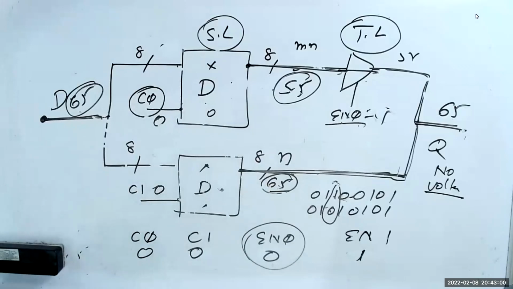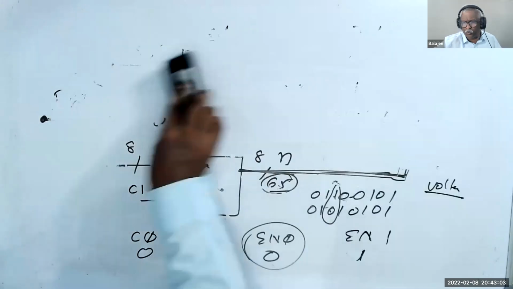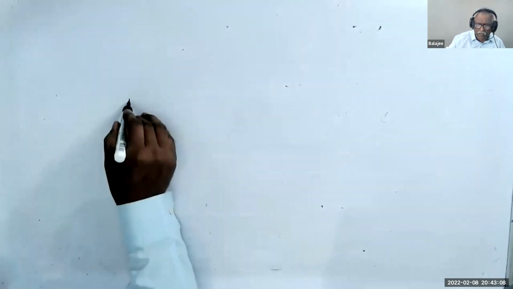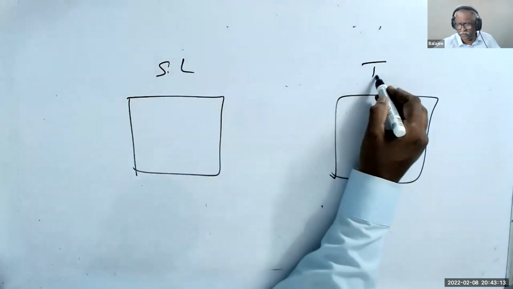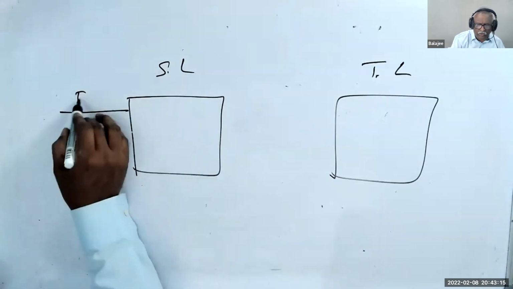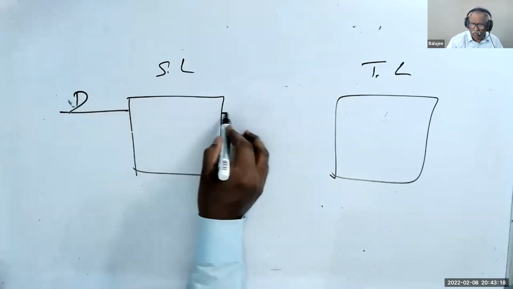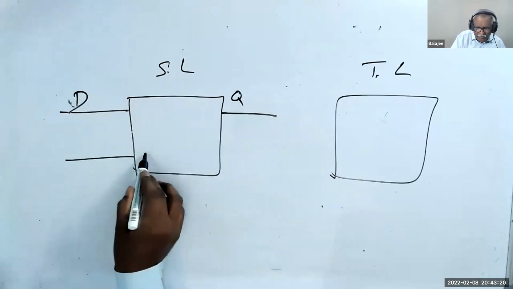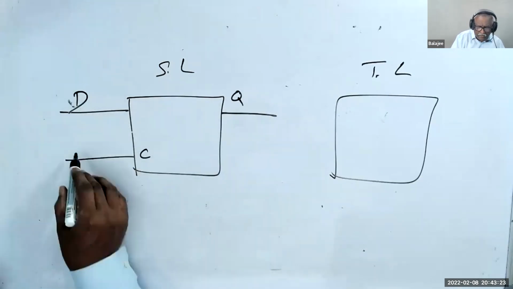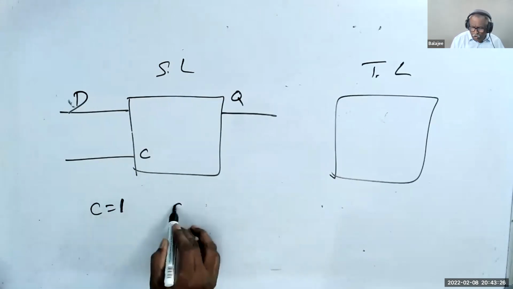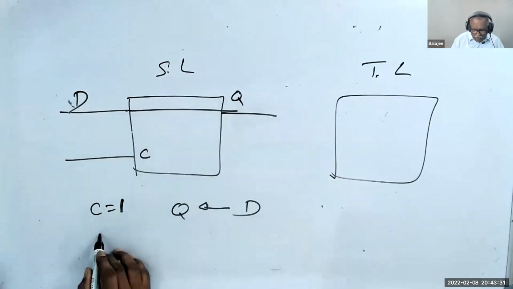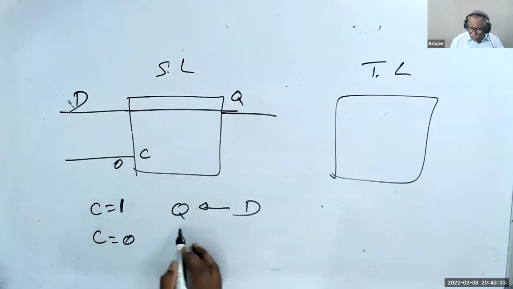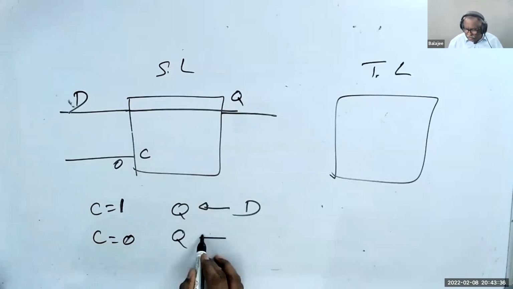I think you people are confused once again. Let me tell you one very important thing. Please understand the difference between sequential logic and tri-state logic. I have an input D, output Q, and a C. When C is equal to 1, Q becomes D. But when C is equal to 0, Q is not no voltage. Q is Q(n-1).